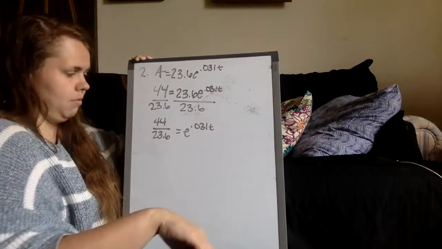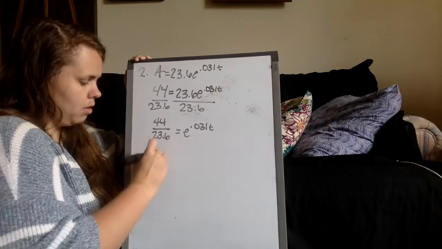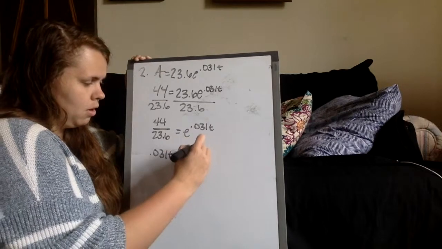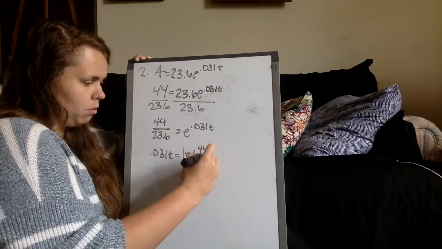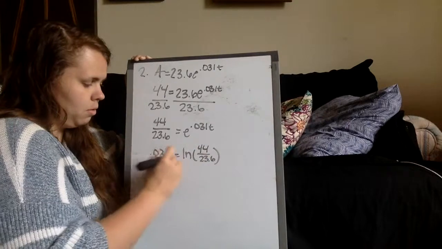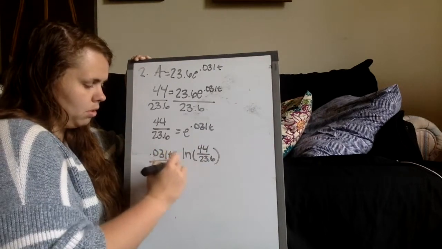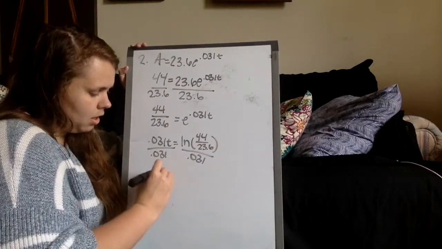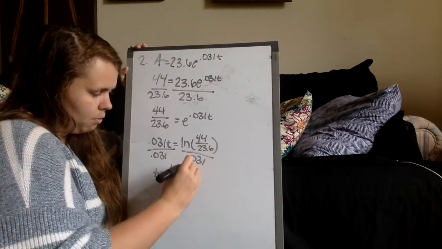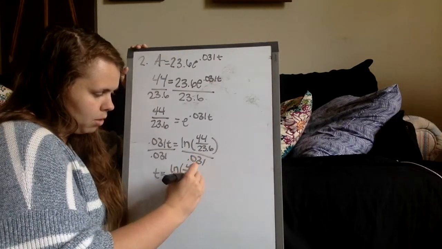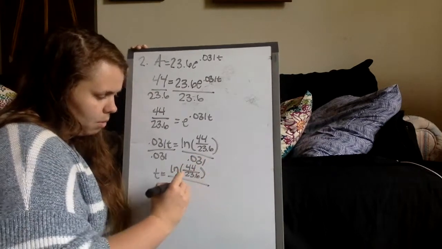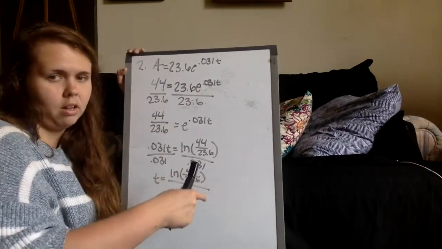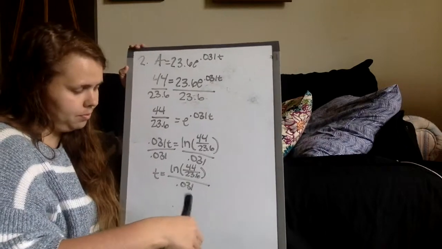And then we have to rewrite it. So we get 0.031t equals the ln of 44 over 23.6. And then we just divide both sides by 0.031. So t equals the ln of 44 over 23.6 divided by 0.031. So whenever you put this in your calculator, do the ln first and then divide that answer by 0.031.